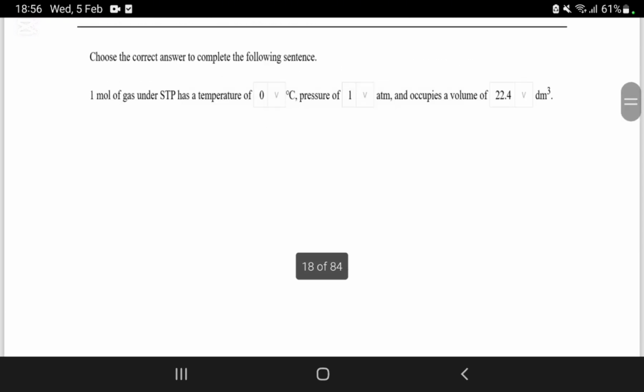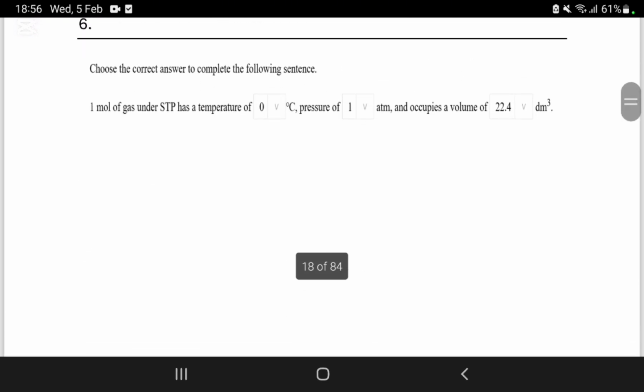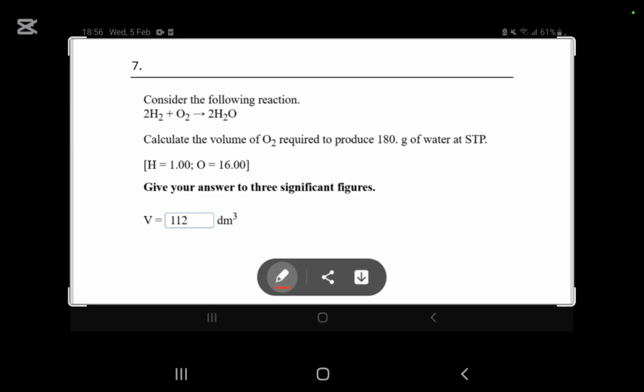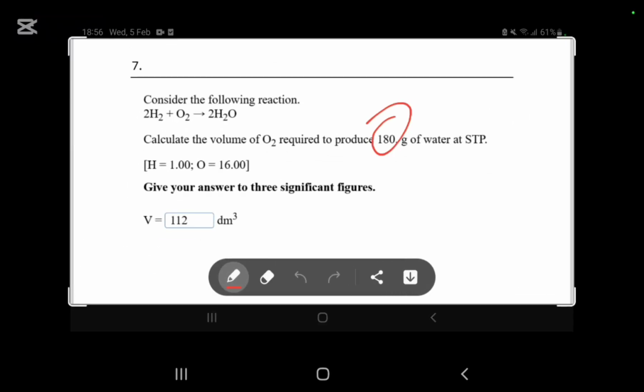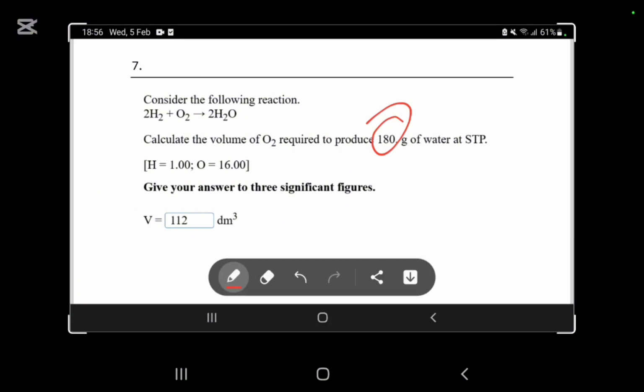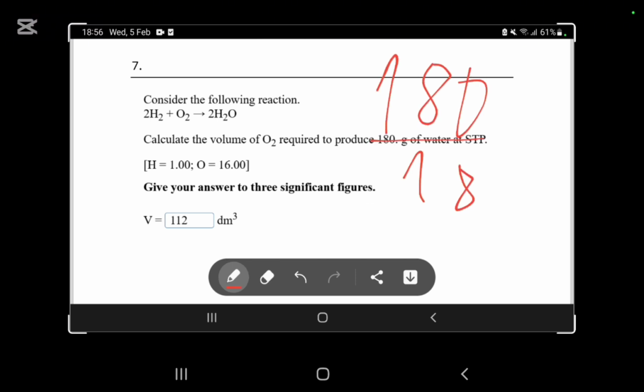Next question. 1 mole of gas under STP has a temperature of 0 degrees Celsius, pressure of 1 atmosphere, and occupies a volume of 22.4. Calculate the volume of O2 required to produce 180 grams of water at STP. Okay, so first of all, we need to find the moles of water. To find the moles, we do the mass divided by the molar mass. We have 180 divided by the molar mass 18. We have 10 moles of water, right?